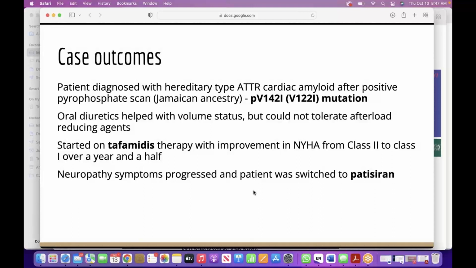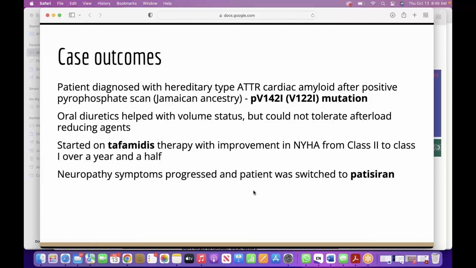He became quite hypotensive with that. That's fairly common in amyloid, that they can't tolerate their standard heart failure therapies that well. He was started on tafamidis, which is a transthyretin protein stabilizer, and this improved his symptoms from NYHA class 2 to 1 over a year and a half.